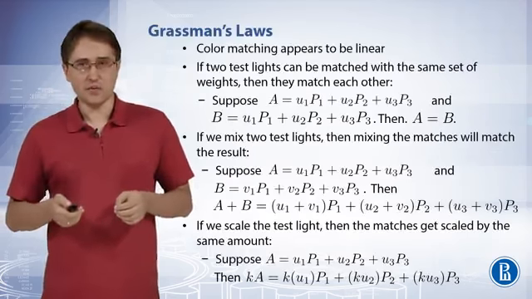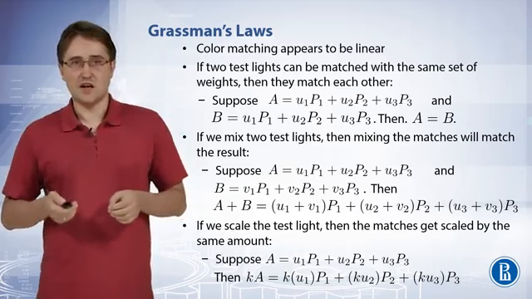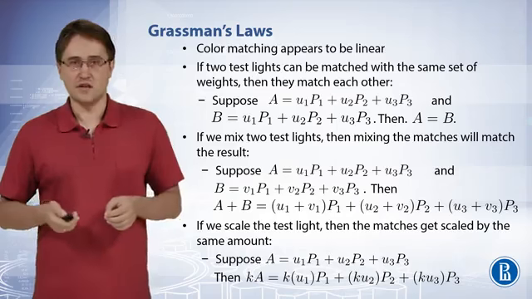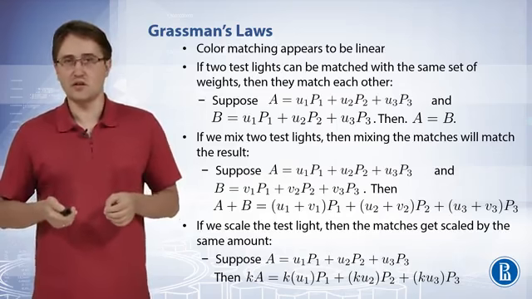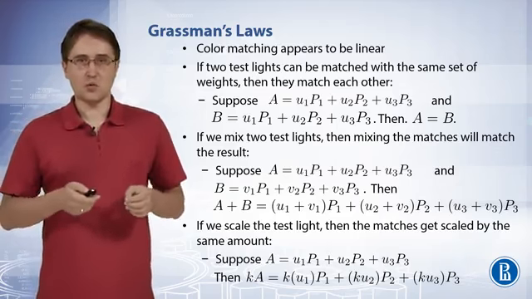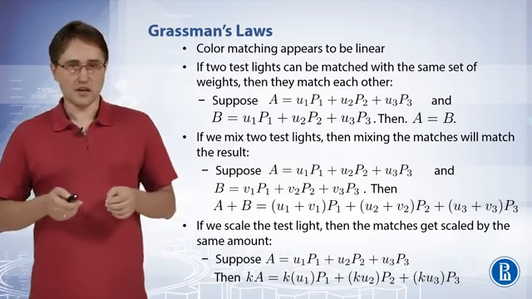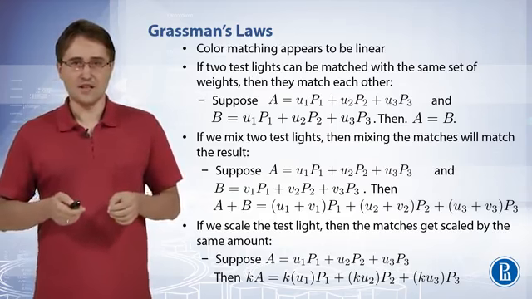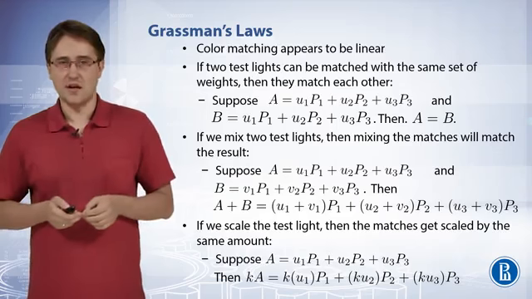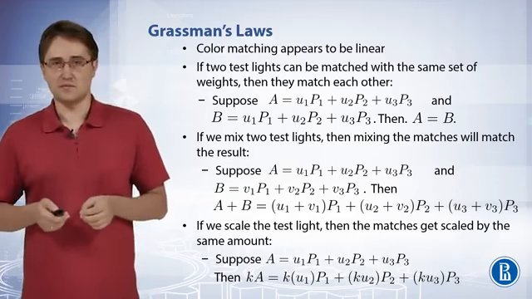Based on these color matching experiments, a set of heuristic laws, which are called the Grassmann laws, were derived. The basic idea behind the Grassmann laws is that color matching appears to be linear. The following properties of color matching are valid. If two test lights can be matched with the same set of weights, then these two test lights can match each other. The second property: if we mix two test lights, then mixing the matches will result in matching the result of mixing the two test lights. And if we scale the test light, then the matches get scaled by the same amount.